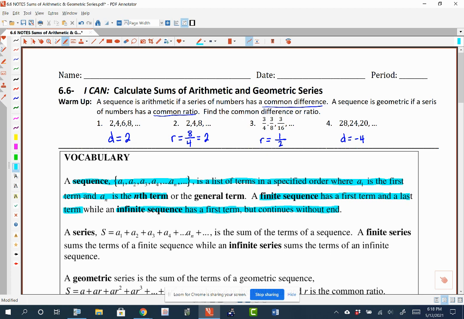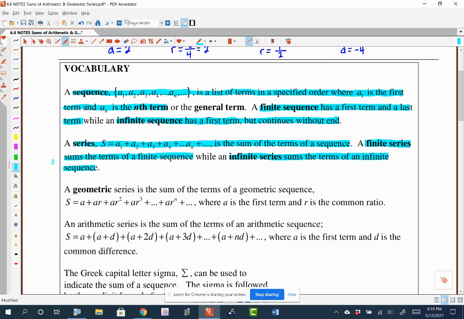In a series, we look at all of those terms and we find their sum. So a series is the sum of all the terms in a sequence. We take a sub 1 plus a sub 2 plus a sub 3, etc. We can have a finite series, which is the sum of the terms of a finite sequence, so it has a first and a last term. Or we can find the sum of an infinite series, which is the sum of the terms of an infinite sequence, a bigger concept which you'll definitely cover in some future classes.